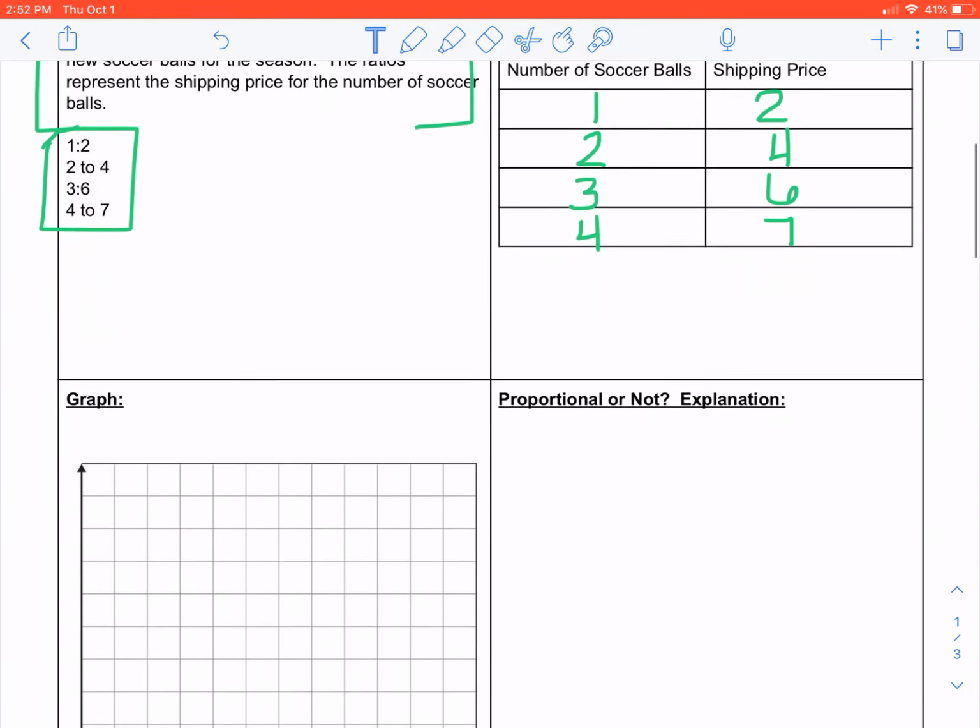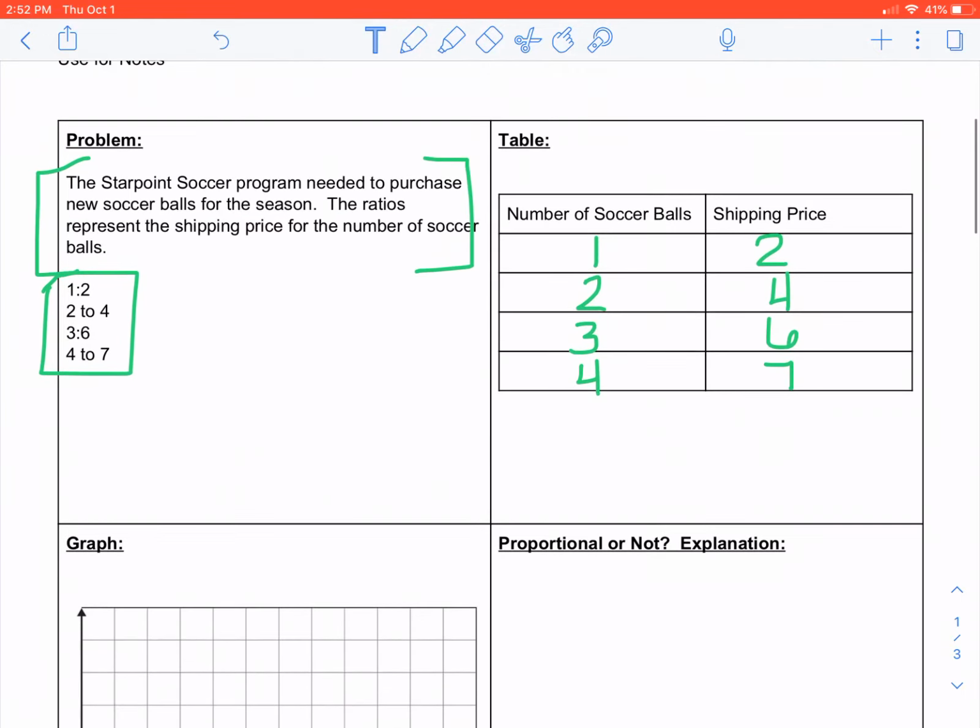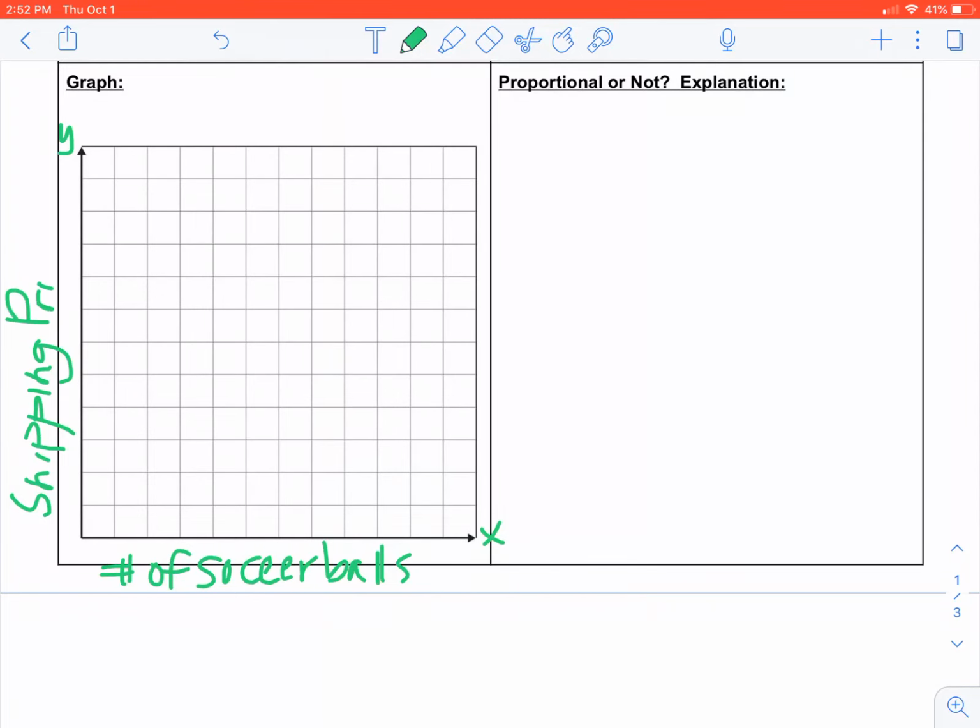Now, the graph, we're going to take those numbers and we're going to graph them. So before I move this up any further, I'm just going to remind you that the first column is always your X column. The second column is always your Y column. So when we go to label, the X will be the number of soccer balls. The Y will be the shipping price. All right, so let's do that. So X is down at the bottom here. We call this the number of soccer balls. Okay, the Y is on the side, so that's going to be your shipping price. Sorry about my writing, I'm writing sideways.